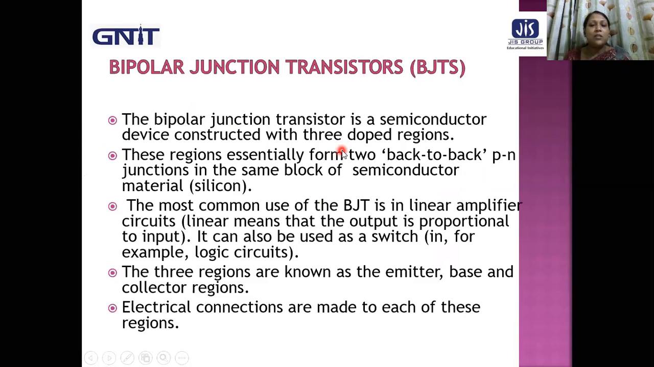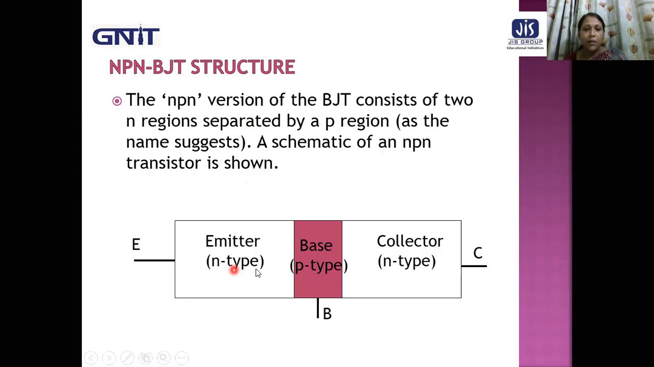So a bipolar junction transistor is a semiconductor device constructed with 3 doped regions. These regions essentially form 2 back-to-back PN junctions in the same block of semiconductor material. The most common use of BJT is in linear amplifier circuits, as we know that it is used as an amplifier device. The 3 regions are called emitter, base, and collector. This is an NPN transistor.